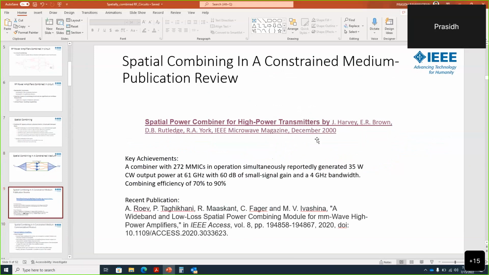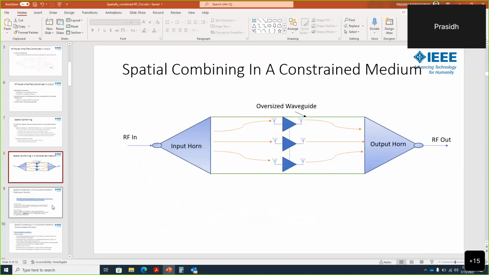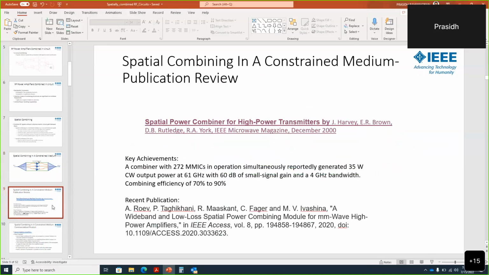Okay, thank you. Welcome. So here is a more recent publication. This is still spatial combining in a waveguide, but instead of using a hollow metallic waveguide, they are using a planar SIW, or substrate integrated waveguide. Since it's in a dielectric, it's not going to be as efficient as the metallic waveguide. Anyhow, it has matured from the day it was invented, because we can see that companies like Qorvo have commercialized such products.